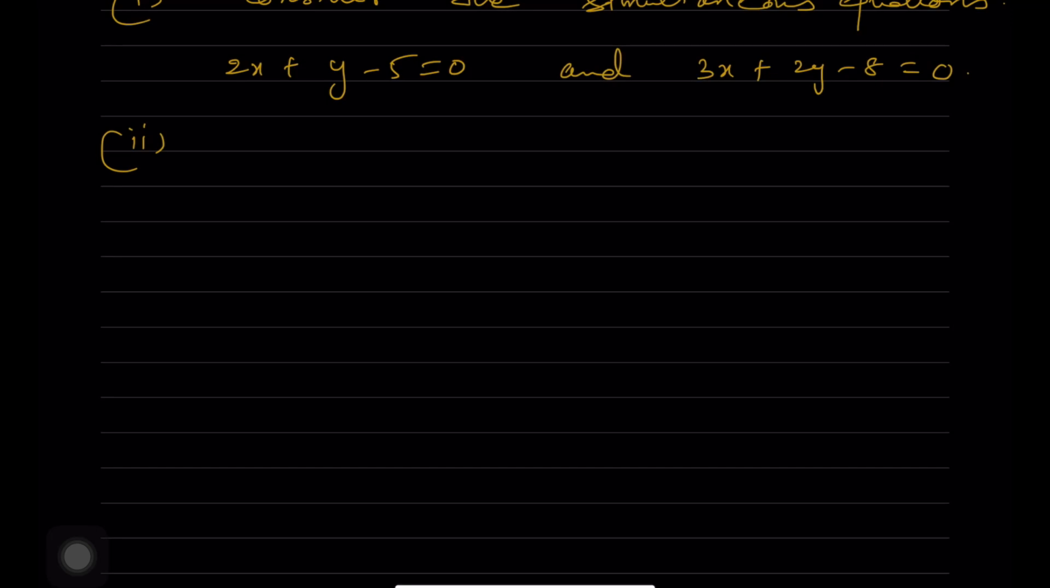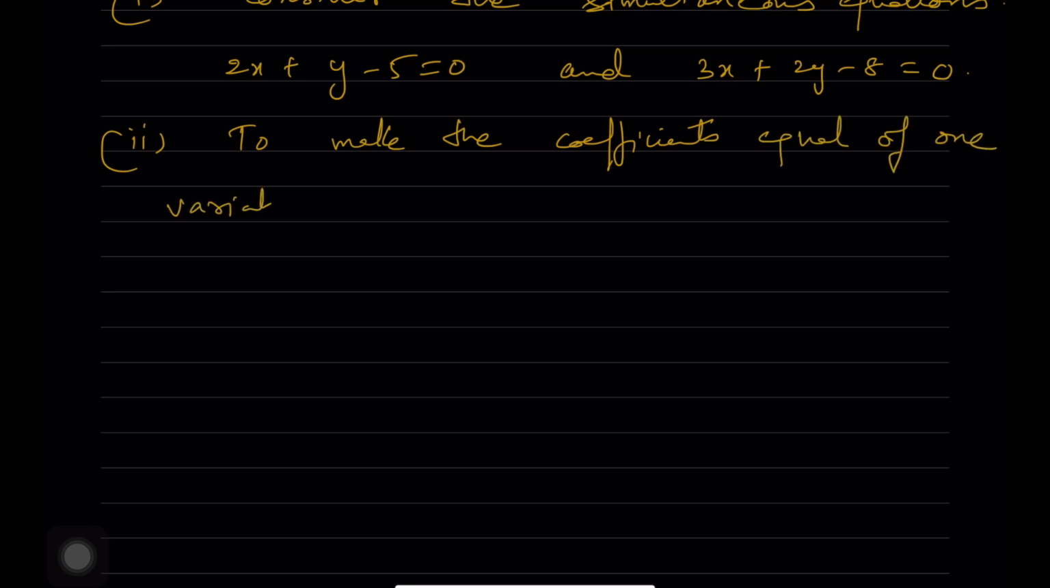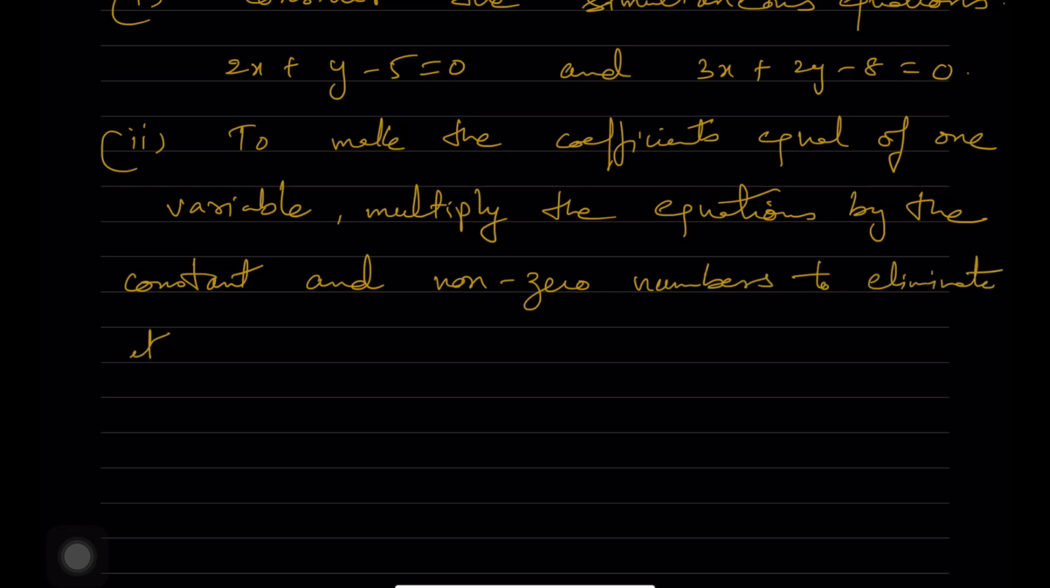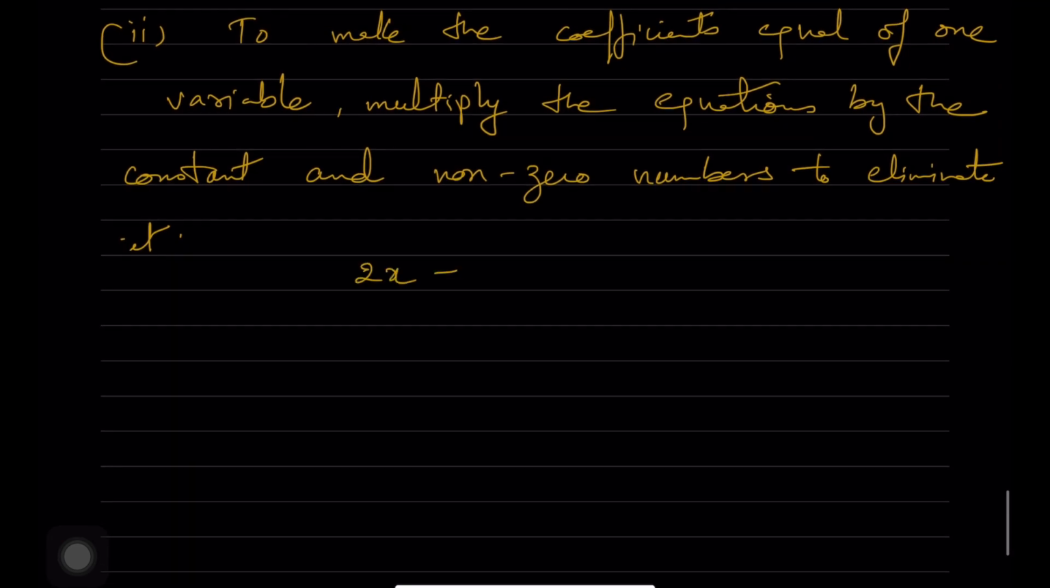So what we do here is make the coefficients of one of the variables equal, by multiplying the equations by constant, non-zero numbers, to eliminate it.